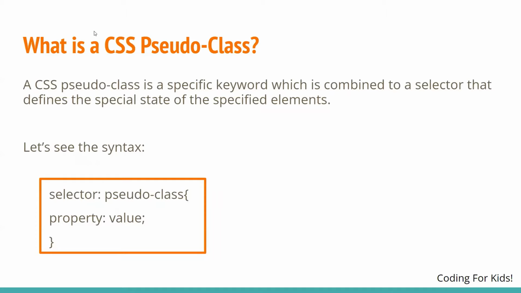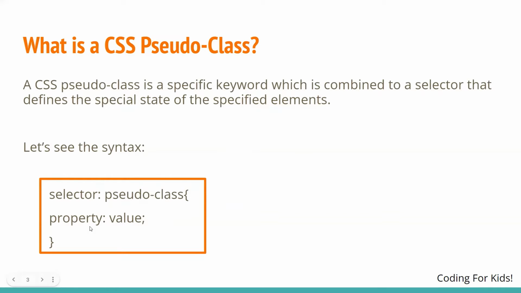So what is a CSS pseudo class? A CSS pseudo class is a specific keyword which is combined to the selector that defines the special state of the specified elements. You will get this more when we actually go over some of the pseudo classes. You can see the syntax. What we'll do is we put the selector, for example, P or H1, and then we put a colon, and then we put our pseudo class. It could be anything, and then we put our curly braces and our CSS inside.